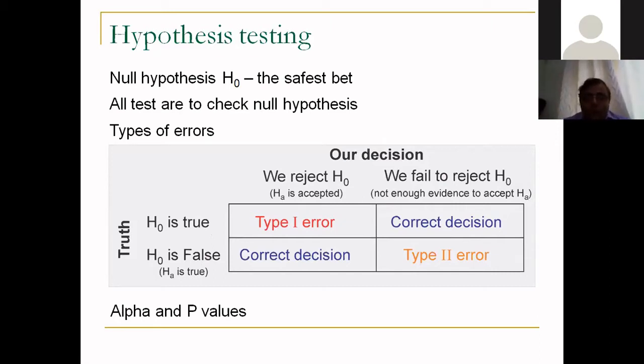Then what we are doing is the type 1 error. And if the null hypothesis is false, that means two organisms are actually different, but we call them the same species, then we are doing a type 2 error.